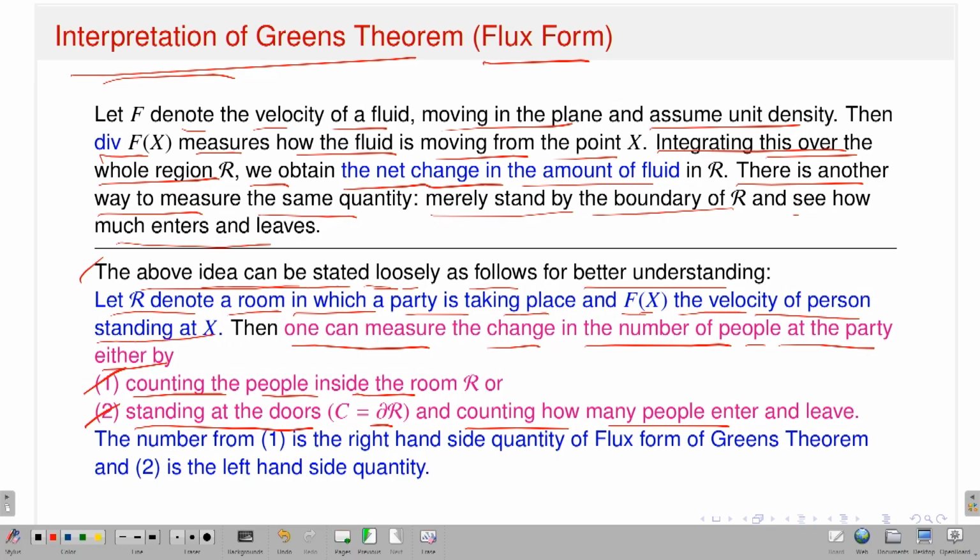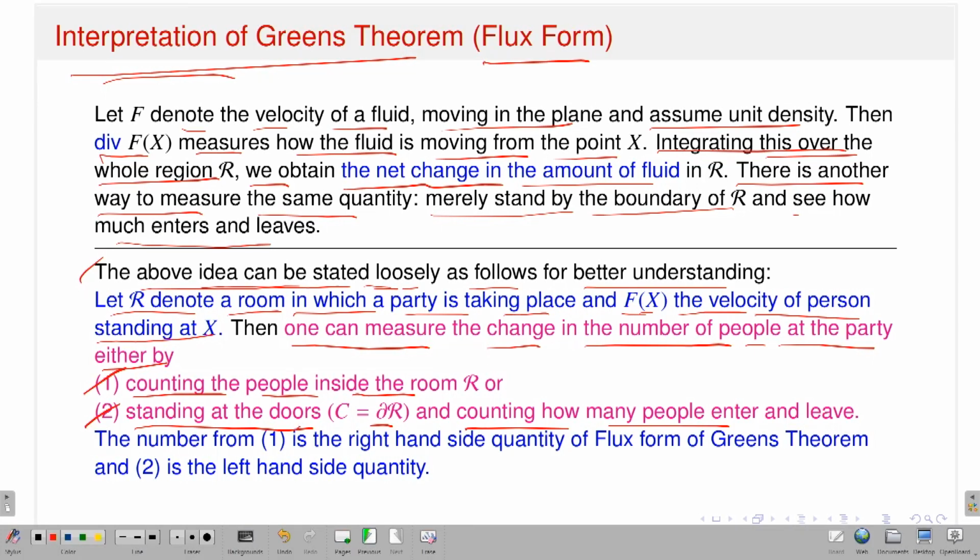Inside the room means I am talking about the double integral, that is, you count the number of people inside your room. Or you stay at the boundary, which is nothing but the contour C, and look at how many people are coming and going. So that is exactly standing at the doors and counting how many people enter and leave. Number 1 is the right hand side, because I am talking about the total number of people, that is, I want to calculate the double integral over the region R. That's what I have written.